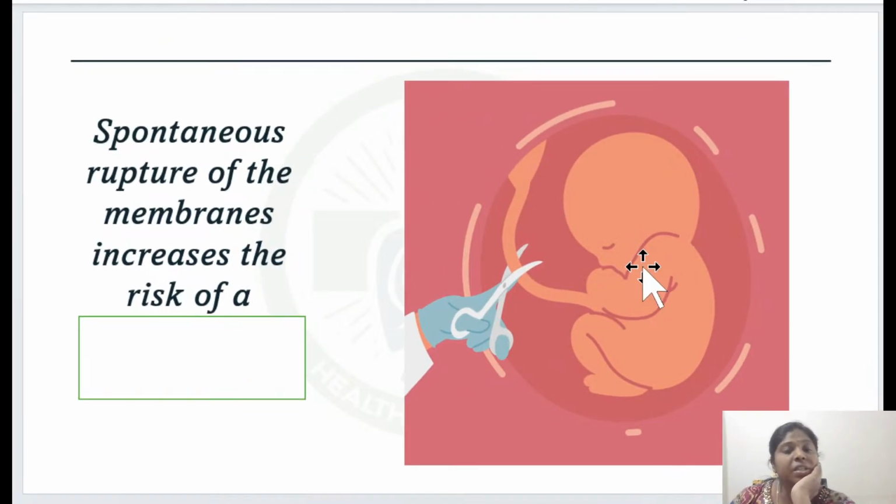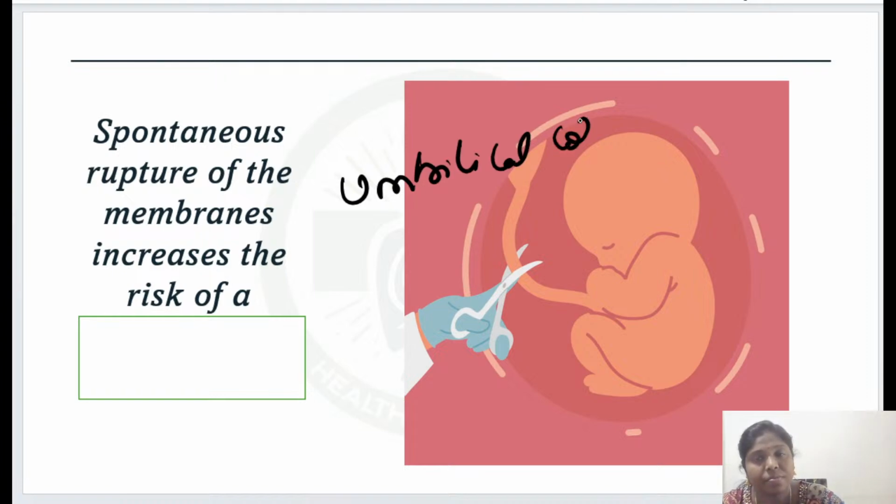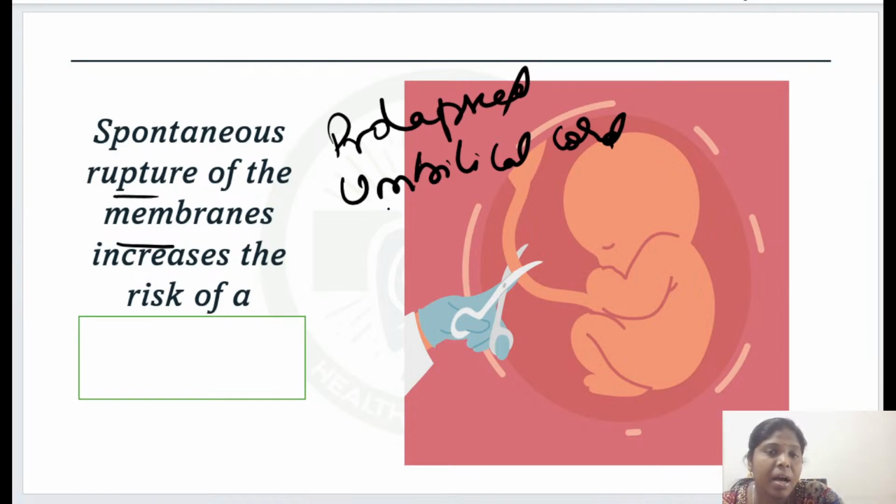Then the last question of the session: spontaneous rupture of the membranes increases the risk of dash. It is something related to the umbilical cord. Spontaneous rupture of the membranes will increase the risk of dash of the umbilical cord. What will it cause? It will cause fetal distress and also umbilical cord prolapse.